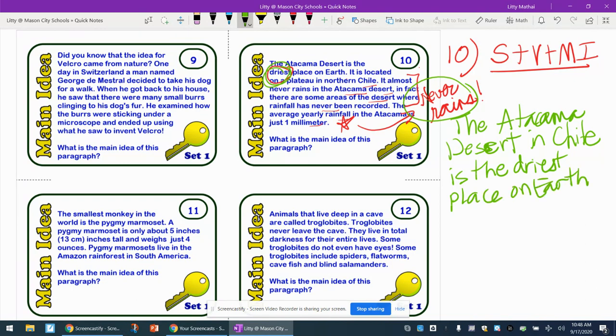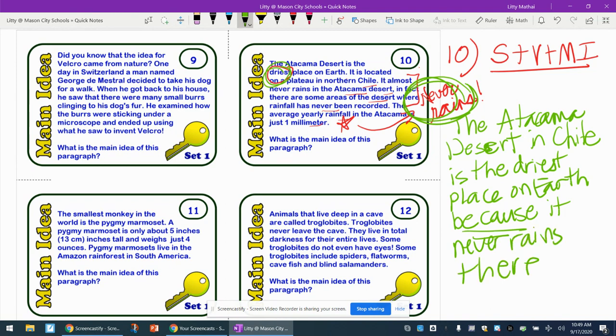And another key word that I like to use to combine some things is the word because. That is an awesome word to use. Okay, so if you can use those kind of words like and or because or but or, they help combine sentences. And why? The main idea is because it never rains.